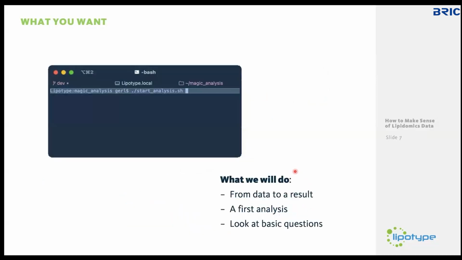So what we will do today is look at how data might look, how we can clean the data, and how we get to a first result. This is more a seminar about how we can do a first analysis, preparing later analyses, and then looking first at the basic questions that arise.